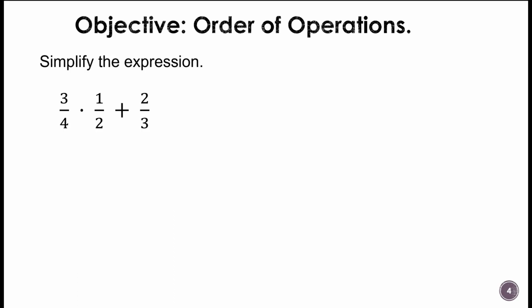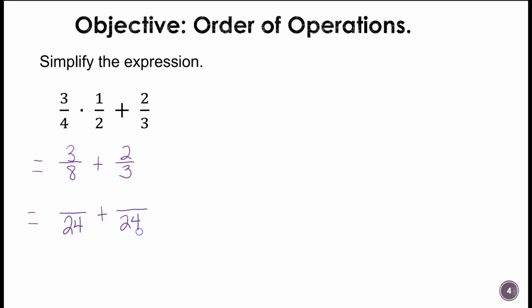Okay, so now we're going to work with fractions. And we have multiplication and addition. So multiplication comes before addition. So we're going to multiply 3/4 times 1/2, which would be 3/8. And then we're going to add 2/3. Well, we need a common denominator here, and it happens to be 24 because 3 and 8 have nothing in common. And so we're going to use a denominator of 24.